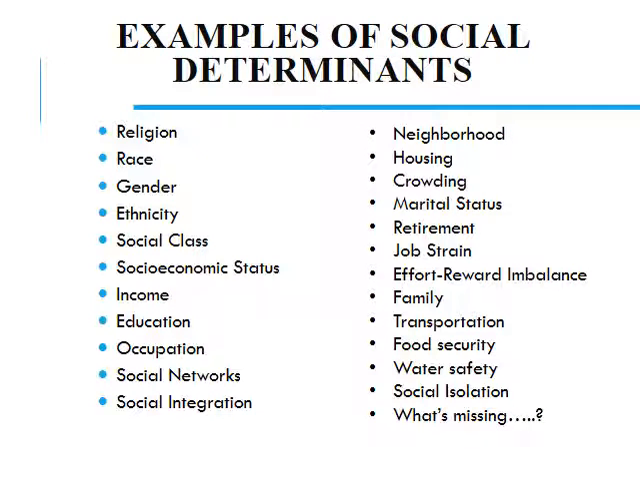Some examples of social determinants: religion, race, gender, ethnicity, class, socioeconomic status, income, education, occupation, social networks, as mentioned previously, integration, neighborhood, housing, crowding, marital status, retirement, job strain, work-life balance, effort-reward imbalances, family, transportation, food security, water safety, social isolation. This is just the beginning. What is missing from this list? I hope that you can help think through all of these.